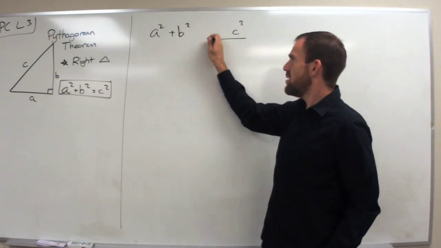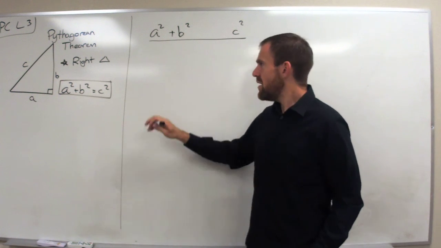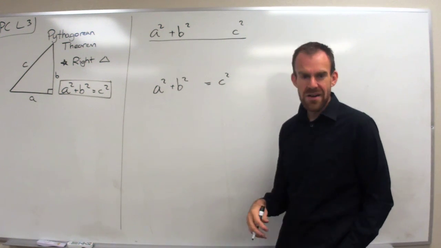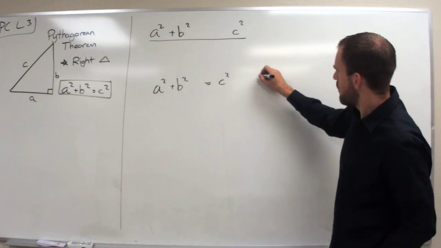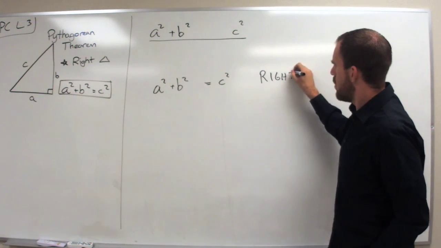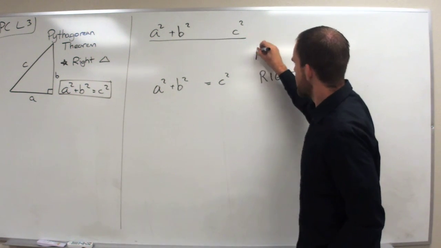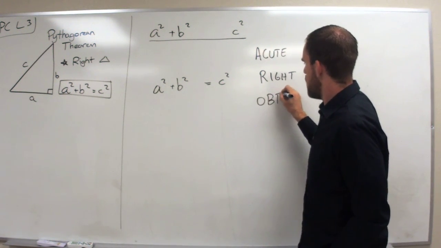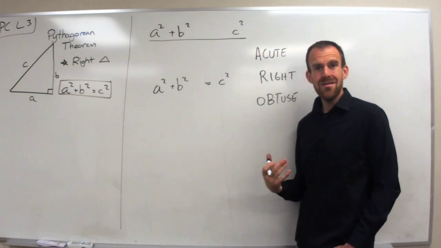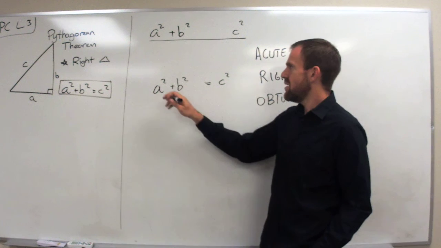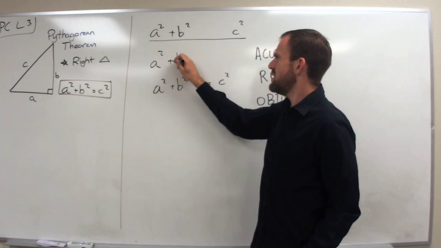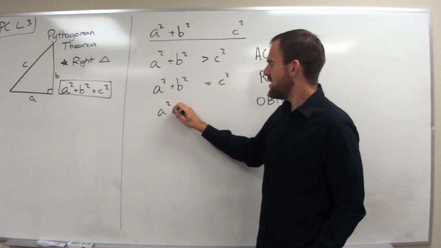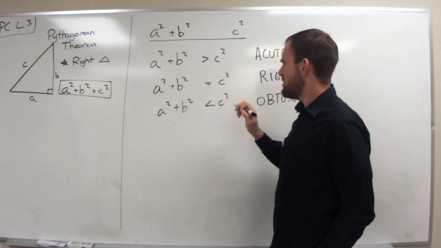Now, that sounds a little bit weird. Let me quantify that. If a squared plus b squared is equal to c squared, I know that I have a right triangle. But what about an acute triangle? What about an obtuse triangle? Well, you'd be surprised to find out that for an acute triangle, a squared plus b squared is greater than c squared. And for an obtuse triangle, a squared plus b squared is less than c squared.